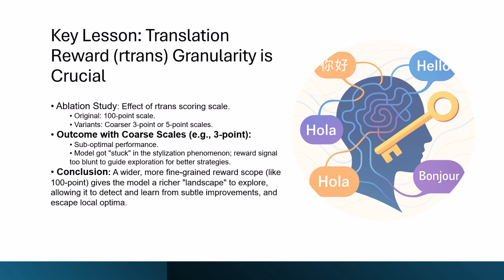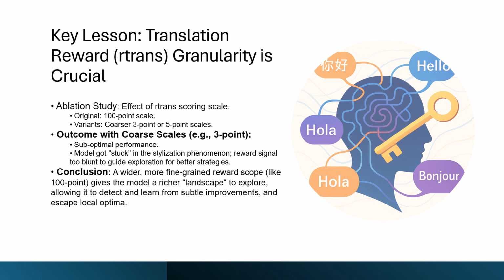And another vital lesson came from experimenting with the scale of the translation reward. The original model used a 100-point scale. When they tried much coarser scales, like reducing it to just 3 points, the performance suffered, and the model actually got stuck in that classical stylization phase that we talked about. The reward signal just wasn't detailed enough to guide it to better alternatives.